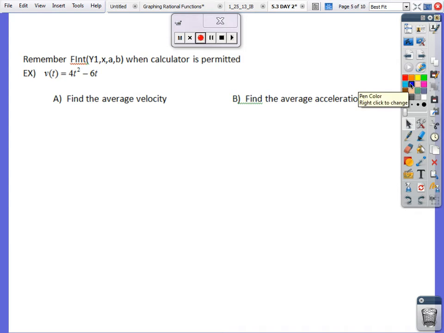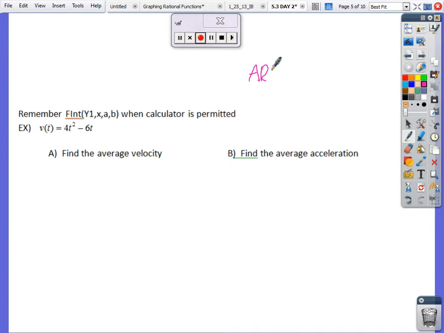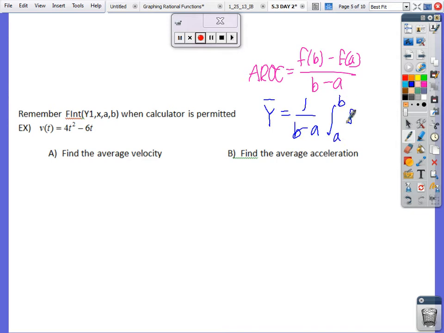So I'm going to write up top the two different formulas you know. You know the average rate of change, which is f of b minus f of a all over b minus a. And then you also know average value, which is 1 over b minus a, integral a to b of f of x. So you'll hear the word average twice. In this case, I want to find the average velocity for part A, and this is the easiest way to figure out which formula you use.